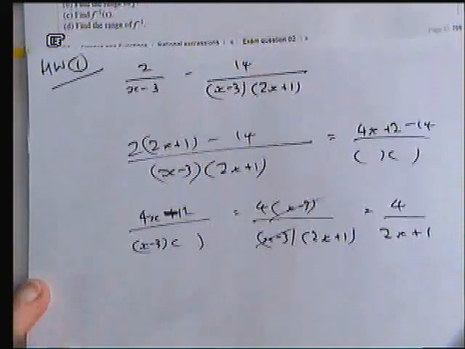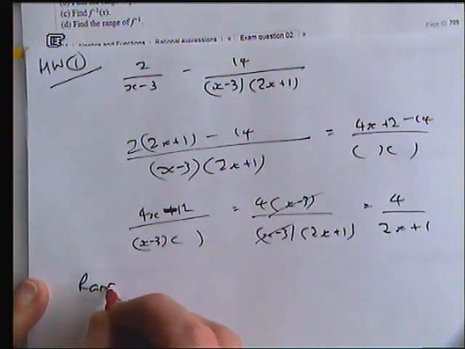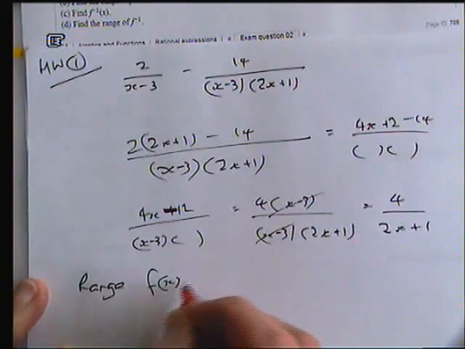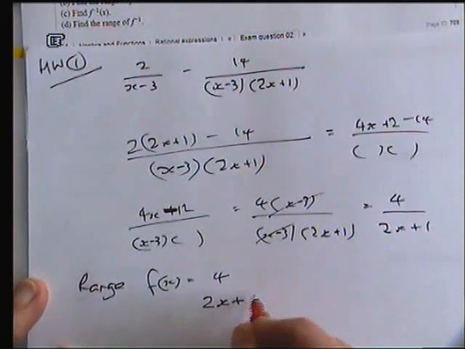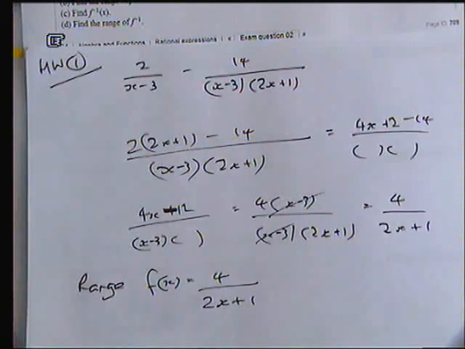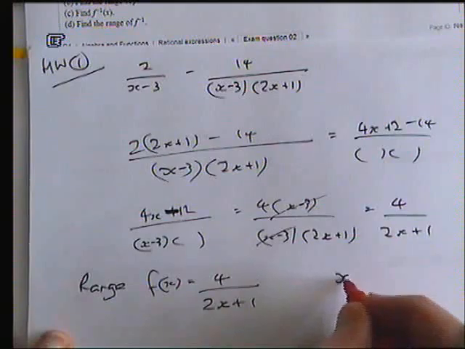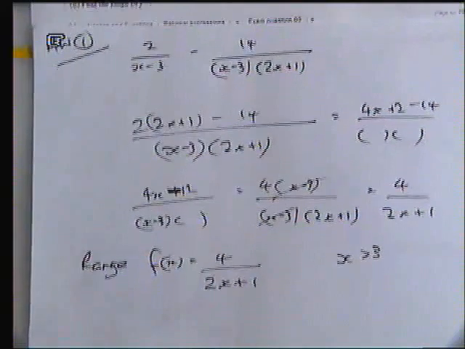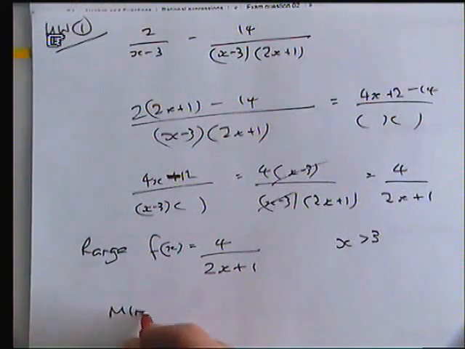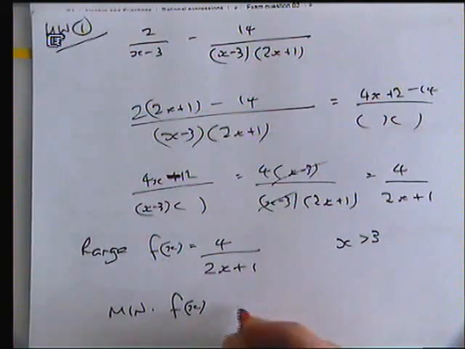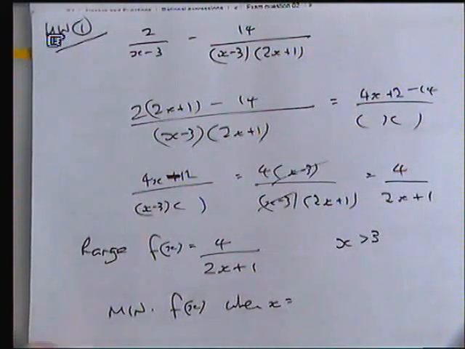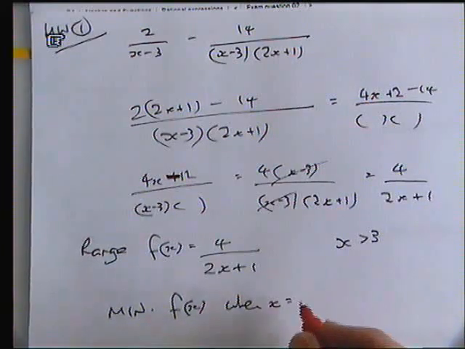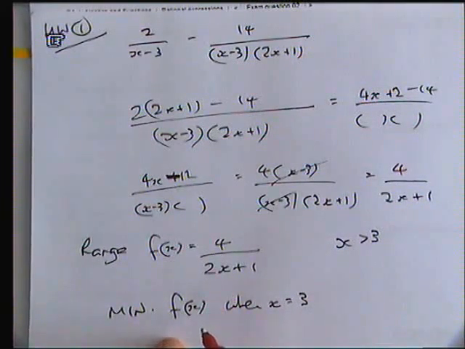Next thing, find the range of f. So the range of f of x. Any comments for the range? We were told at the beginning, and I didn't write it down, that x was always greater than 3. When will you get the minimum value of x? When is f at its minimum? When x is 3, yeah. When x is 3, the function will be at its minimum.